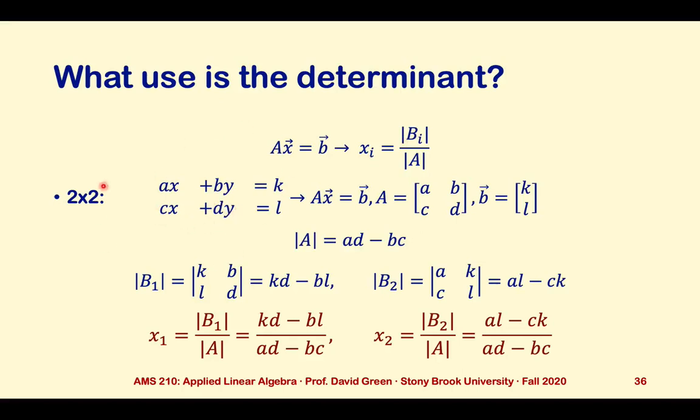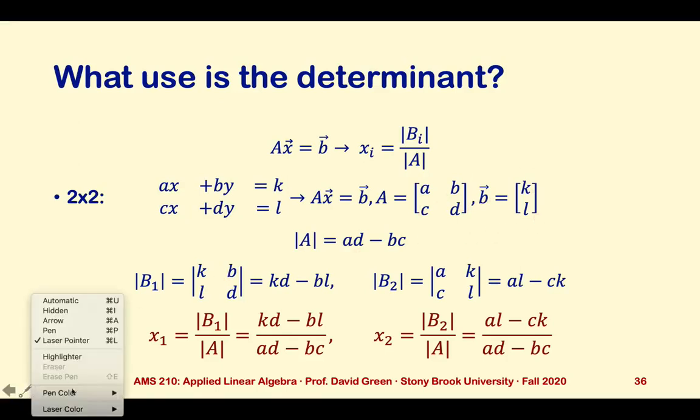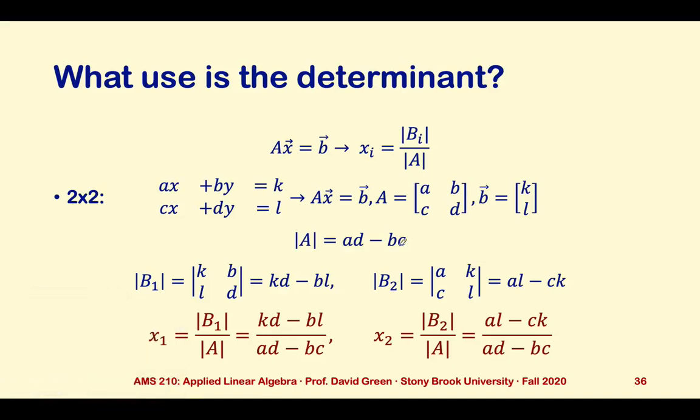We made a very, very general system: AX plus BY equals K, CX plus DY equals L. In matrix form, this gives us a coefficient matrix A, B, C, D, and a right-hand side K, L. How do we use Cramer's rule? Well, the determinant of A, of course, is AD minus BC.